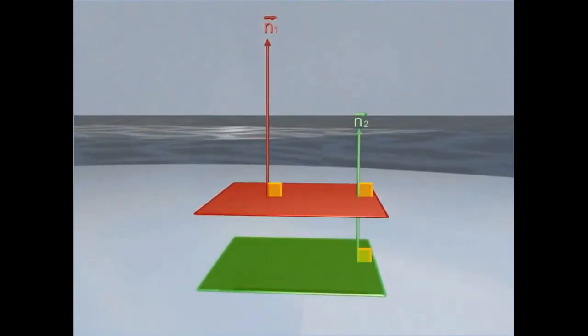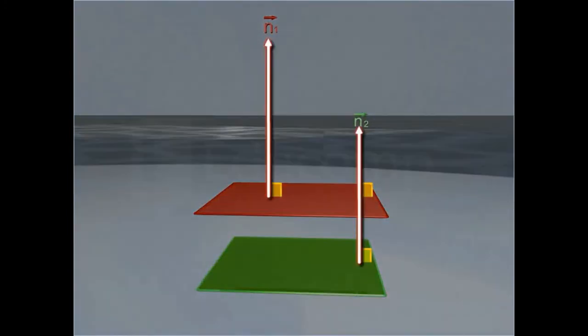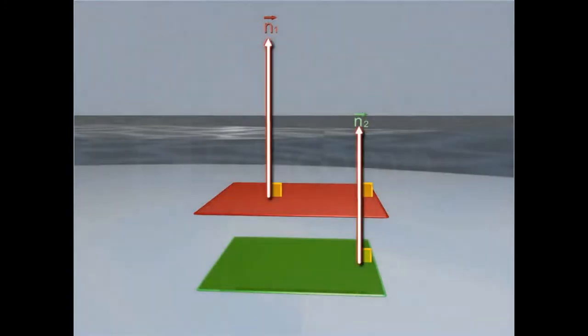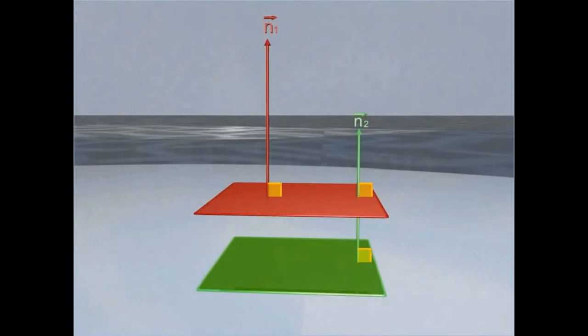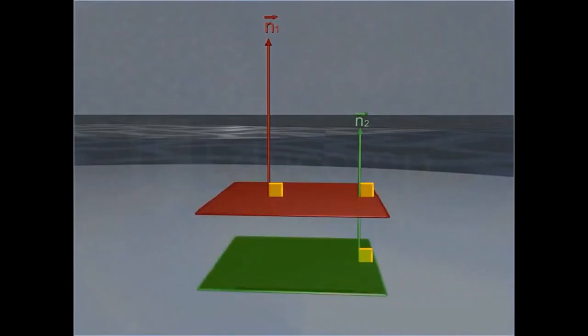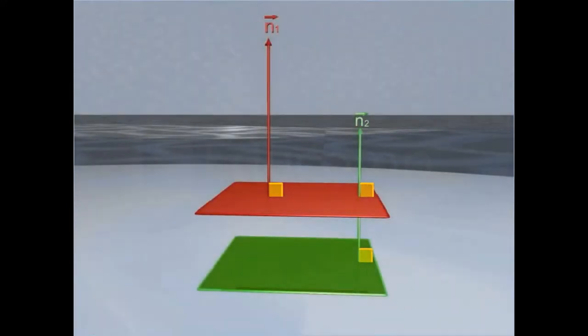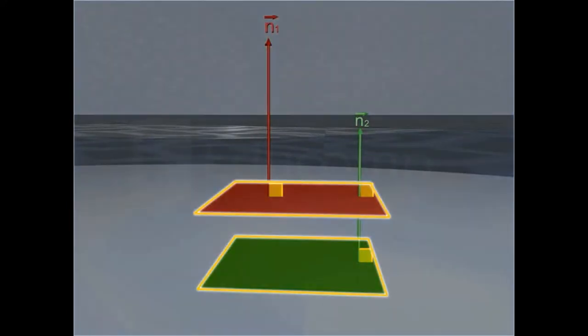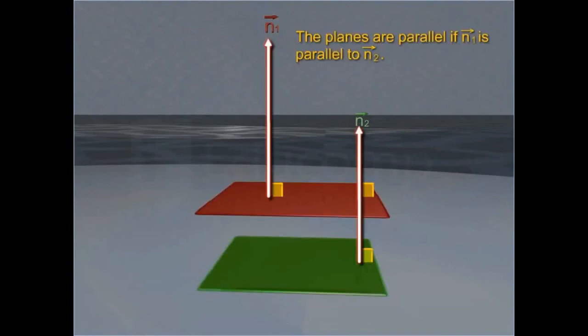On the contrary, if the angle between the normals n1 and n2 is 0 degrees, then their normals are parallel to each other. The fact that the angle between the two planes is the same as the angle between their normals helps us to conclude that the two planes are parallel to each other if their normals are parallel.